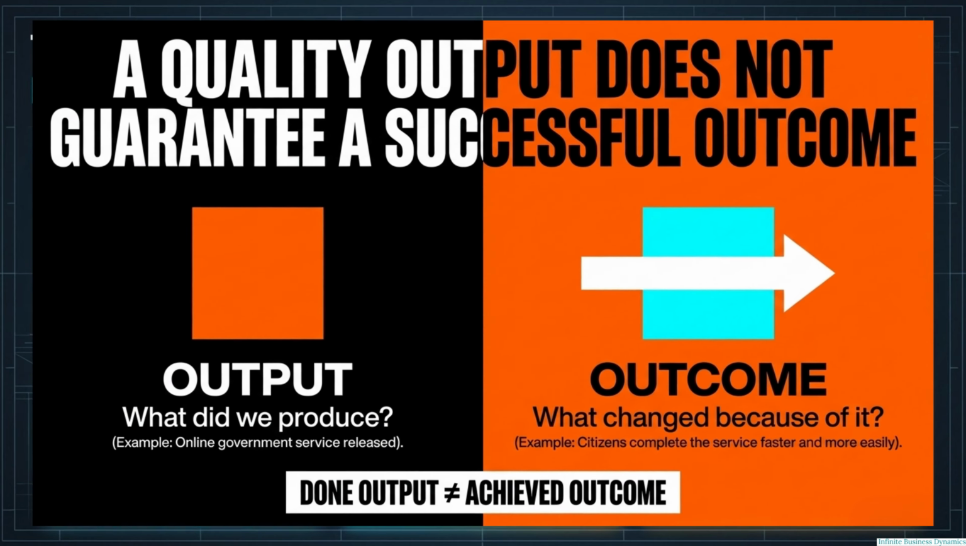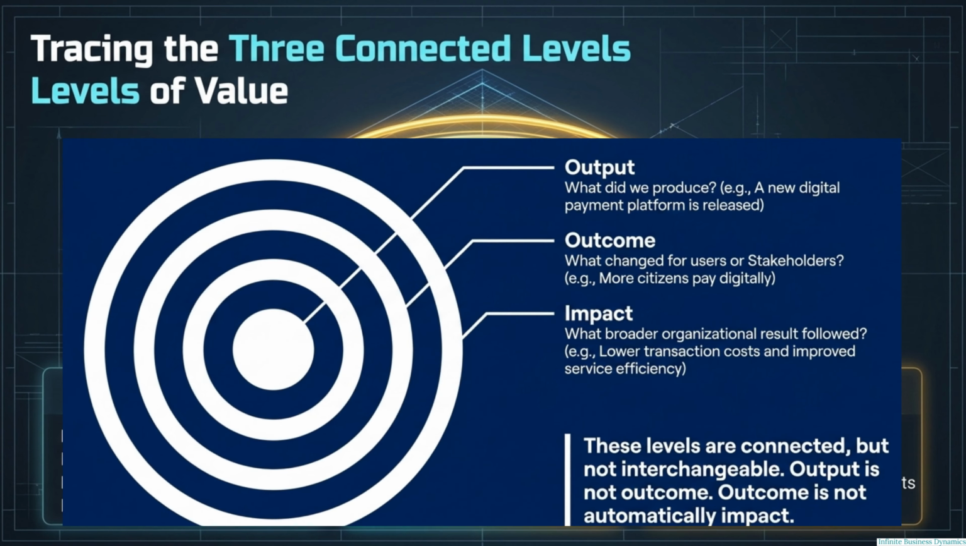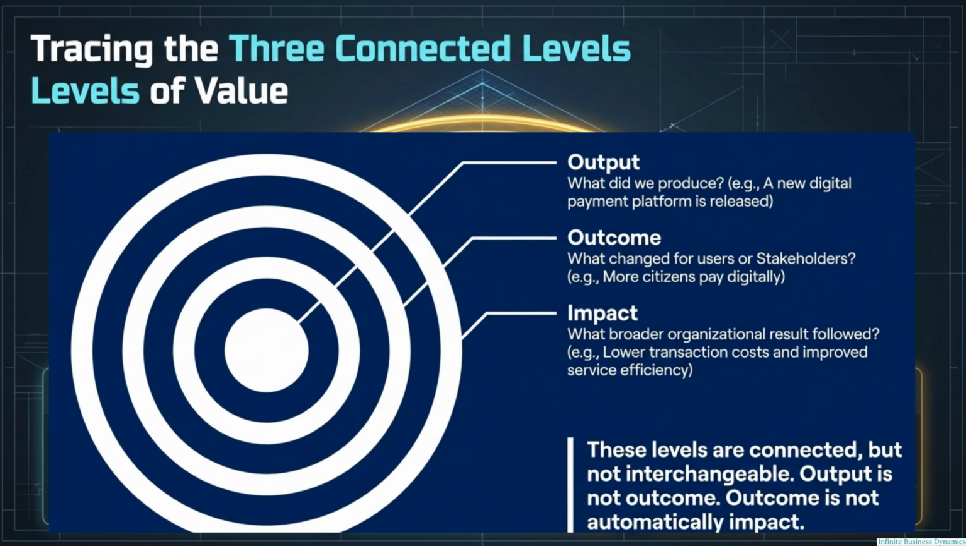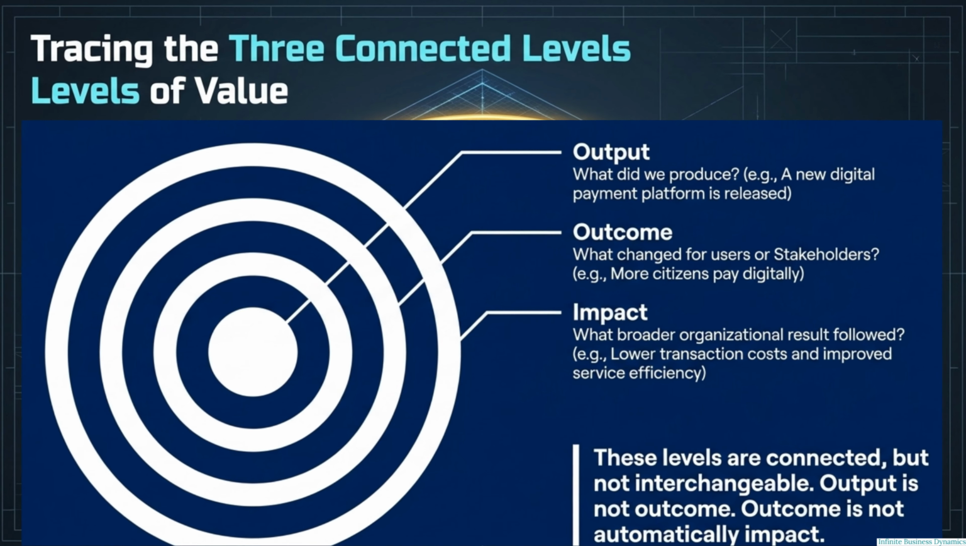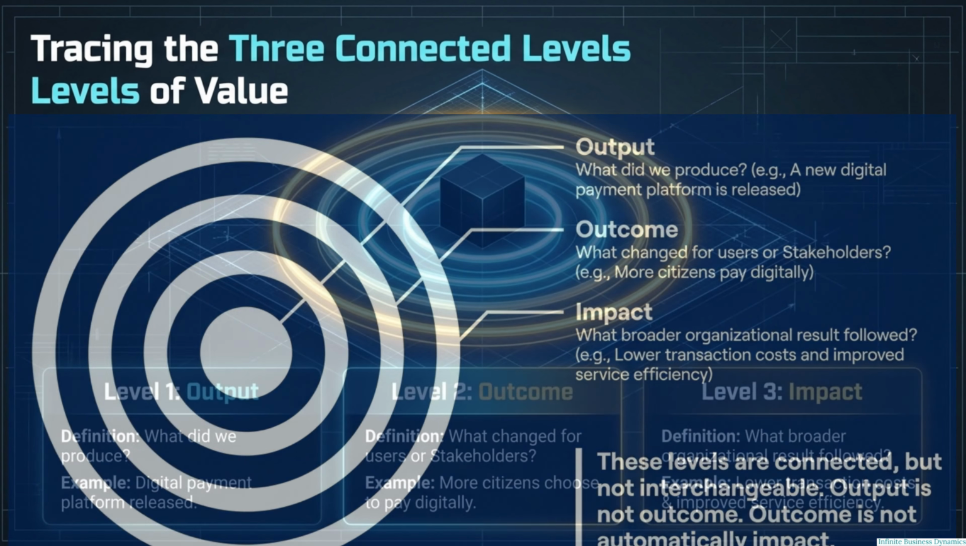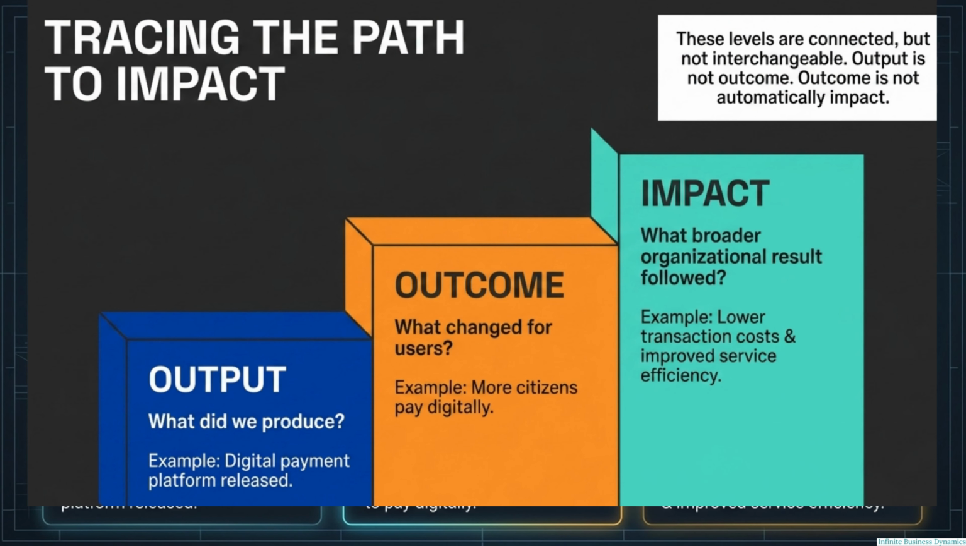We can actually trace these three connected levels of value as they ripple outward. At the base, level 1 is output, say producing a digital payment platform. That expands outward to level 2, outcome, meaning more citizens are actually choosing to pay digitally, which finally expands to level 3, impact, the broader organizational result like dramatically lower transaction costs and improved service efficiency for the whole agency.